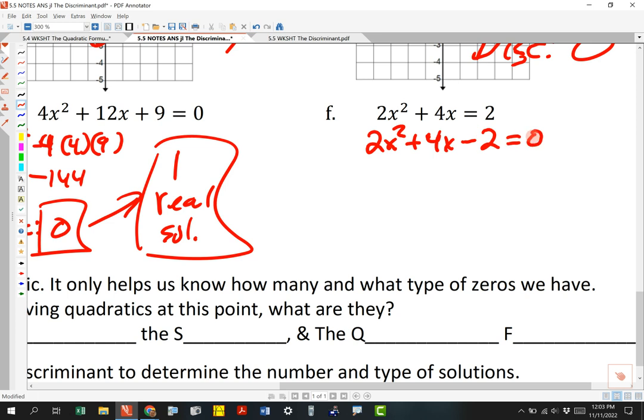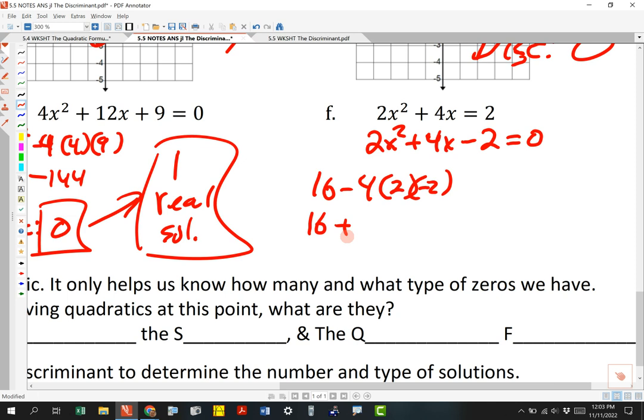Anything I can do to make it so I'm plugging in positives is good, we generally make fewer mistakes with positives. So like the fact that this is a positive 1 right here. So this is going to be b squared. 4 squared is 16 minus 4 times a times c. Are we adding or subtracting? We are adding. Now here's where it gets interesting.